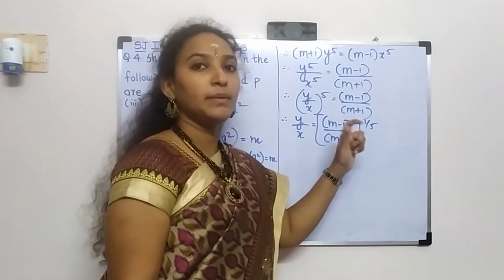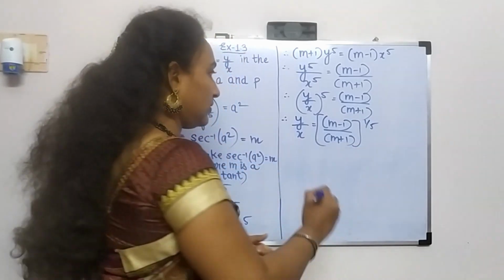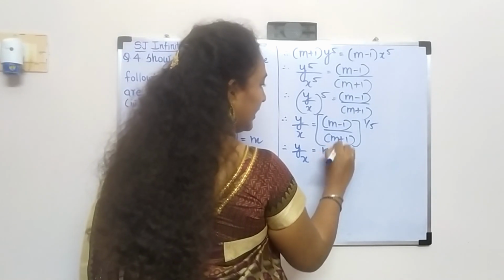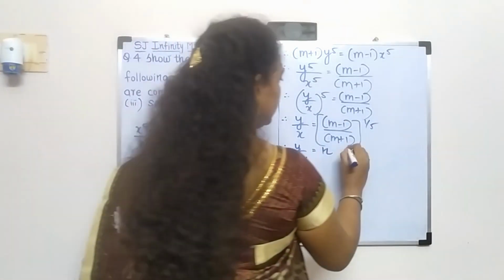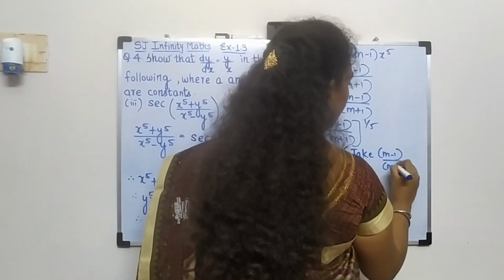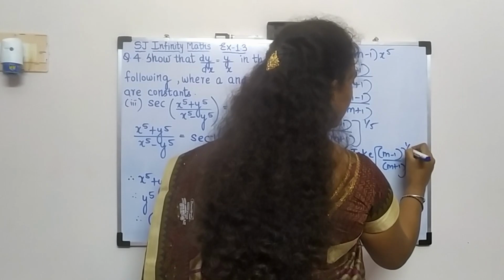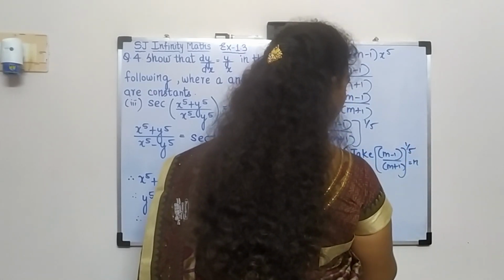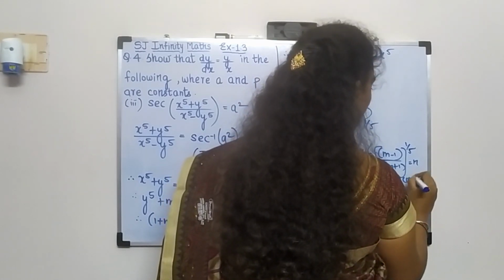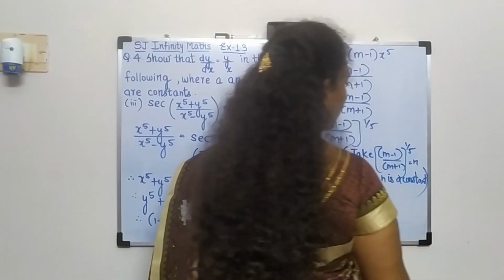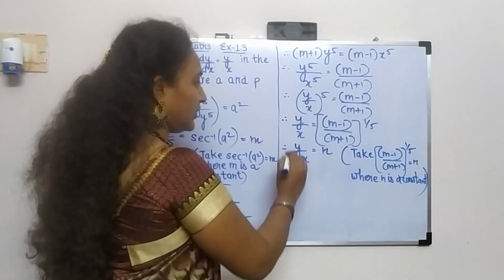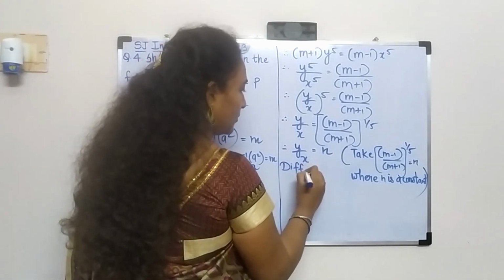So let me consider some other constant value for this. Therefore, y upon x equal to n. Let this be n. So we are taking (m minus 1 upon m plus 1) raised to 1 upon 5 is equal to n. Okay, your n is another constant number. Now we can differentiate this with respect to x.